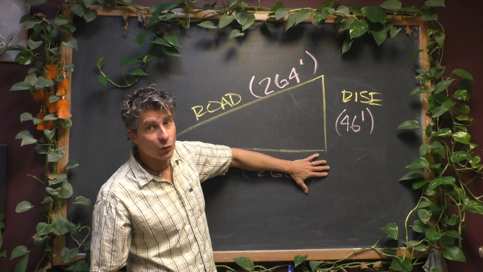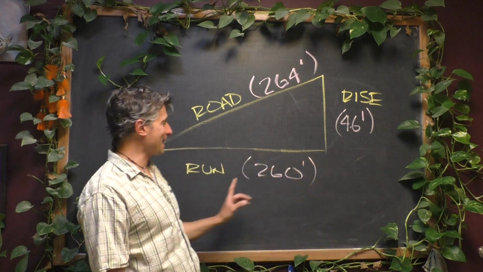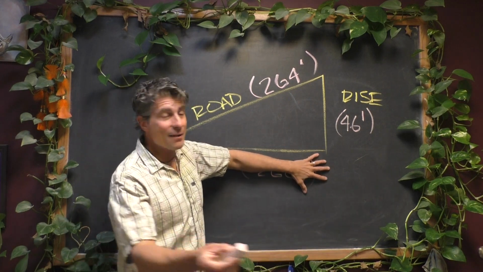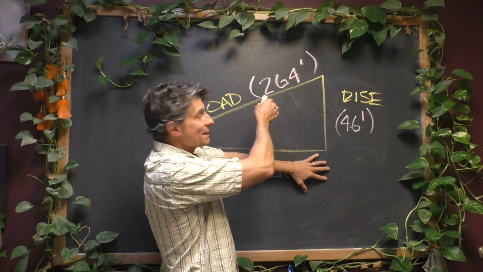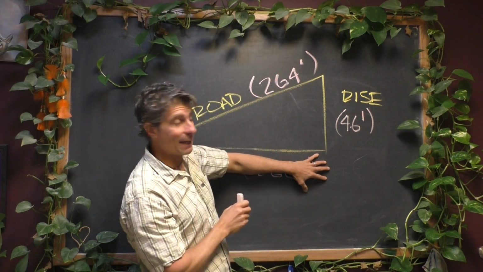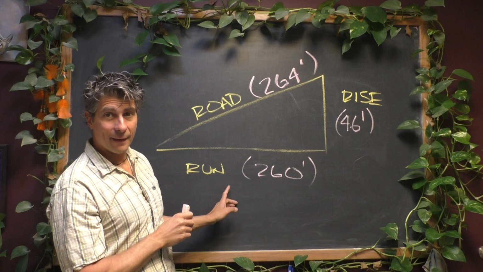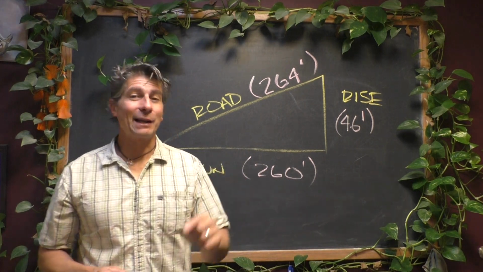So it didn't tell me 260. It didn't give me the road. Excuse me, it didn't give me the run. It gave me the rise and the road. But from the rise and the road, I was able to calculate the run. And in the next video, we're going to take a look at how to do that.